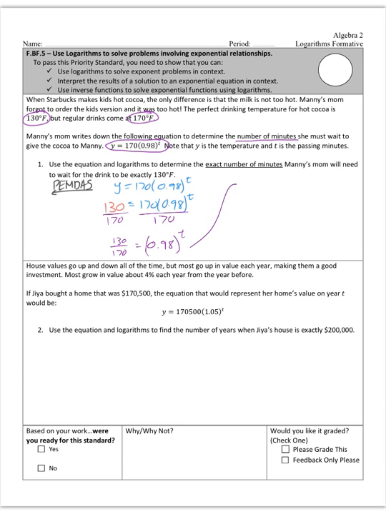And we're going to convert that into a logarithm because I've got the base value, I've got the exponent, and I've got the number. So we're going to convert that to a log. Log base 0.98 of 130 over 170 equals the t. Well, this is nice because we're looking for this t. We're looking for the exact number of minutes.